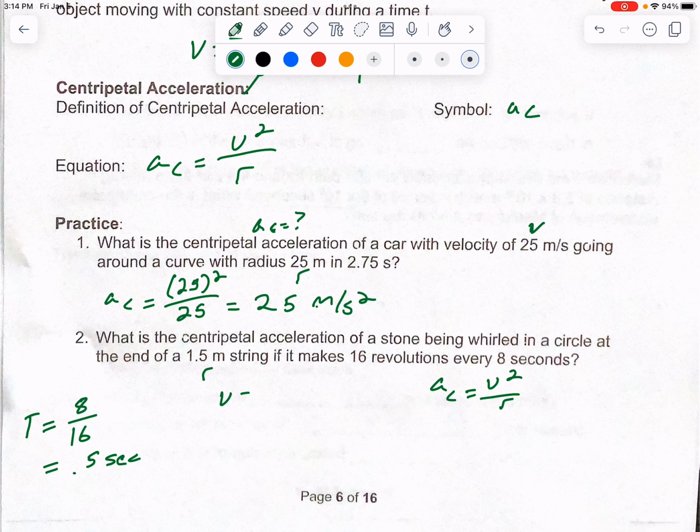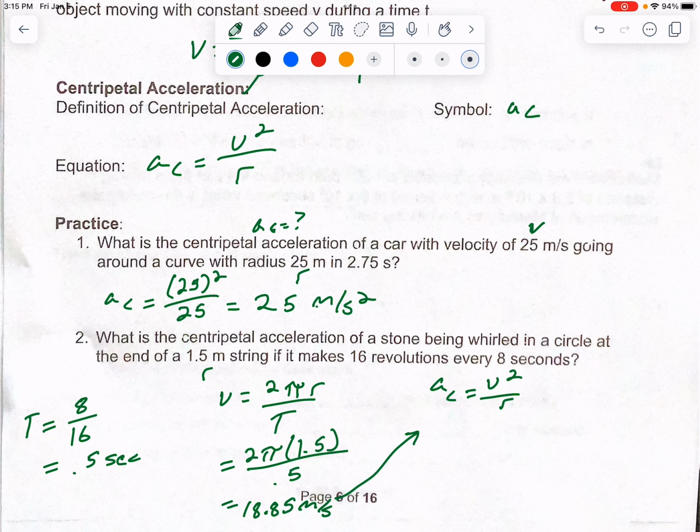So what we're going to do is V equals 2 pi R over T. So we're going to plug in. 2 pi, my radius is 1.5, and my period we just found is 0.5. So you're going to do that math and you should get 18.85 meters per second. Now we have our velocity.